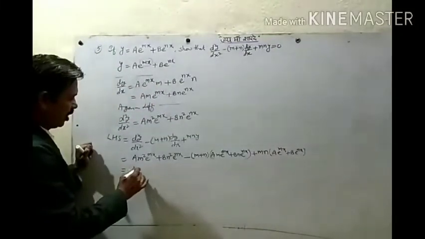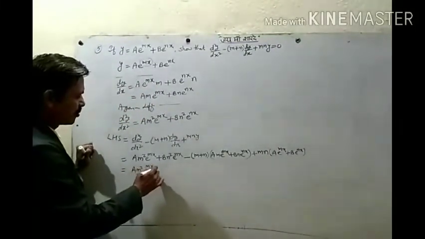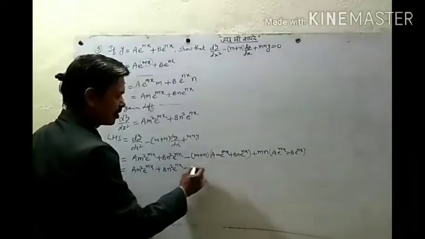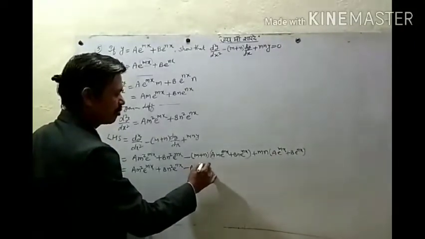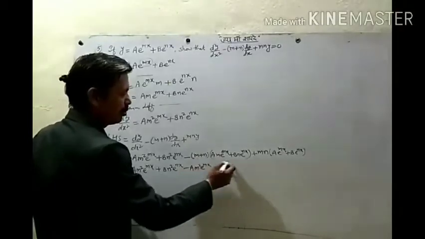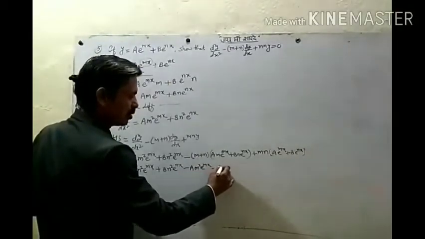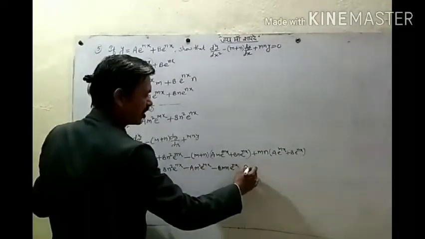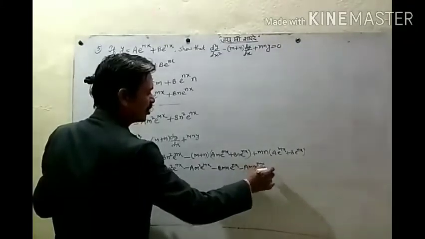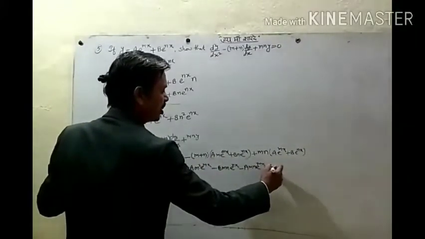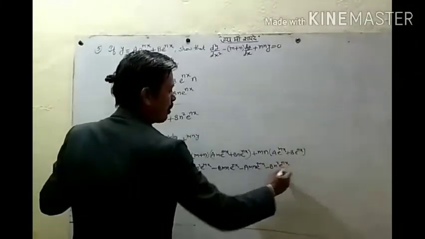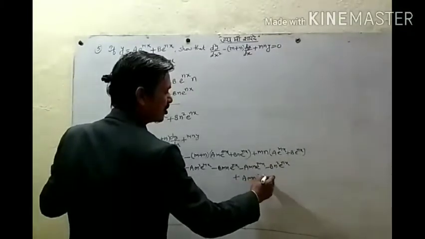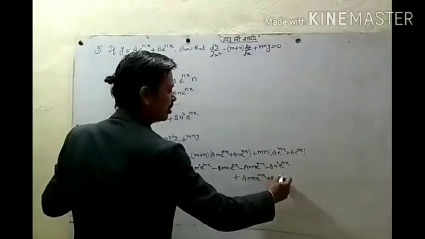Now it is equal to a m square e to the power mx plus bn square e to the power nx. Now multiply m into this, we get minus a m square e to the power mx minus bmn e to the power nx, then n minus n into this, minus amn e to the power mx and minus n into this, minus bn square e to the power nx, plus it will be amn e to the power mx plus bmn e to the power nx.